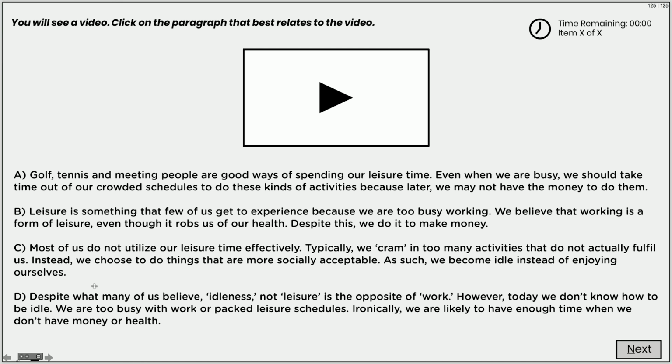The other three will be sort of plausible. They will be sort of somewhat correct, but maybe a little bit wrong. Only one of them accurately summarizes what was said in the audio. Now, I've got a little video here because sometimes in PTE, you will actually be given a video instead of an audio player. So just keep that in mind.